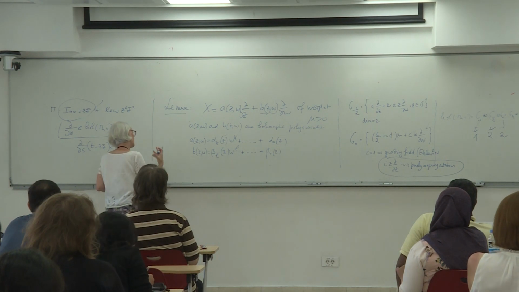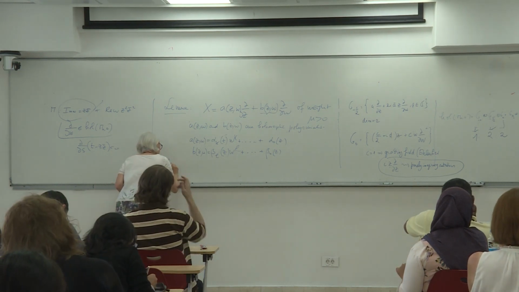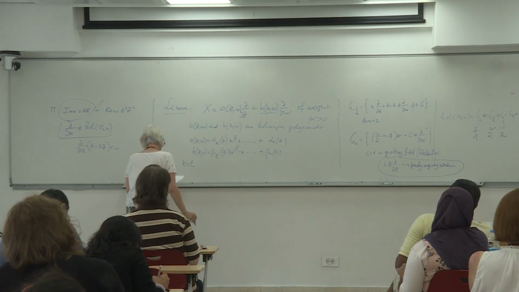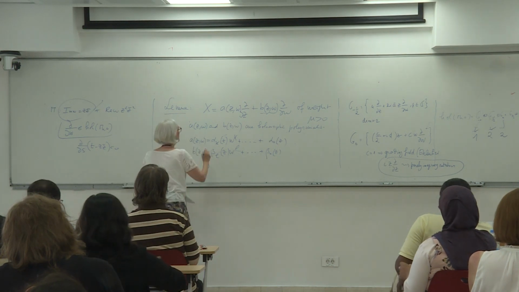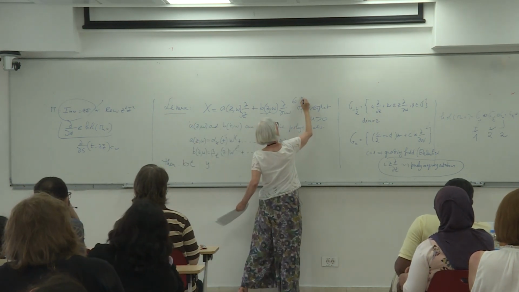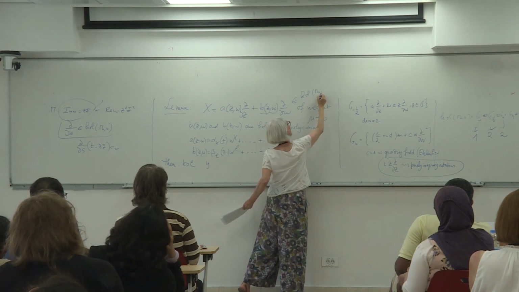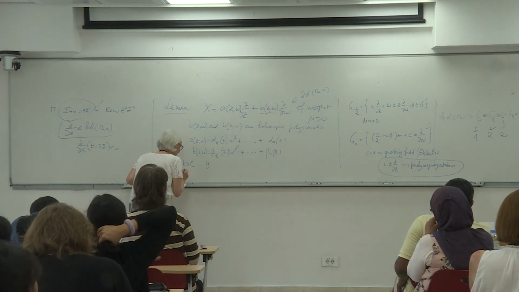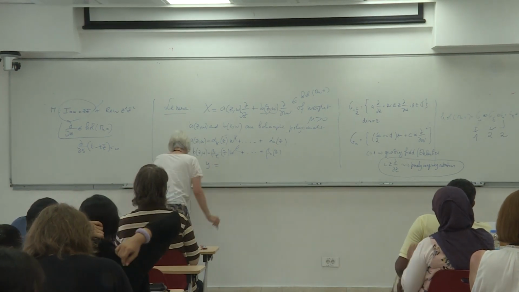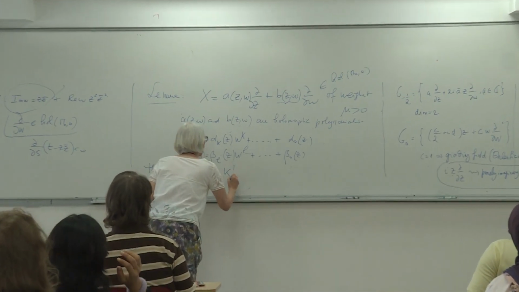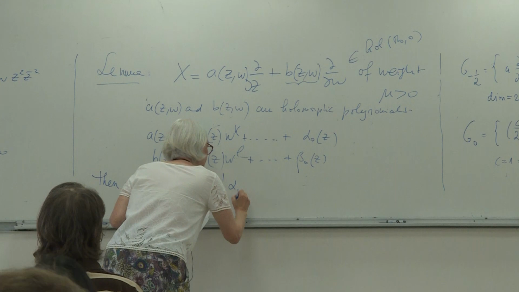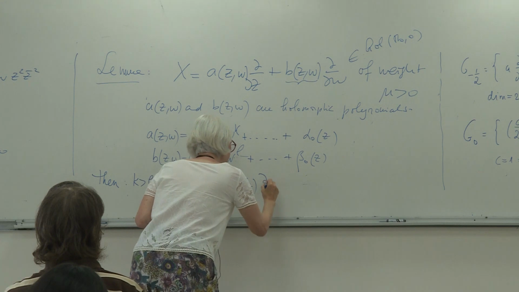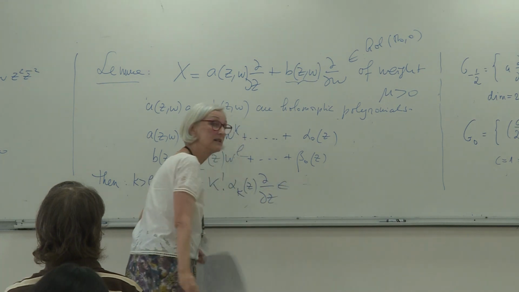And the conclusion is then, if K is bigger than L, the weight Y, so X is in Hol M naught 0. I start with a guy like that. And the following guy, then, if K is bigger than L, Y defined by K factorial alpha K of Z ddZ is where? In Hol.